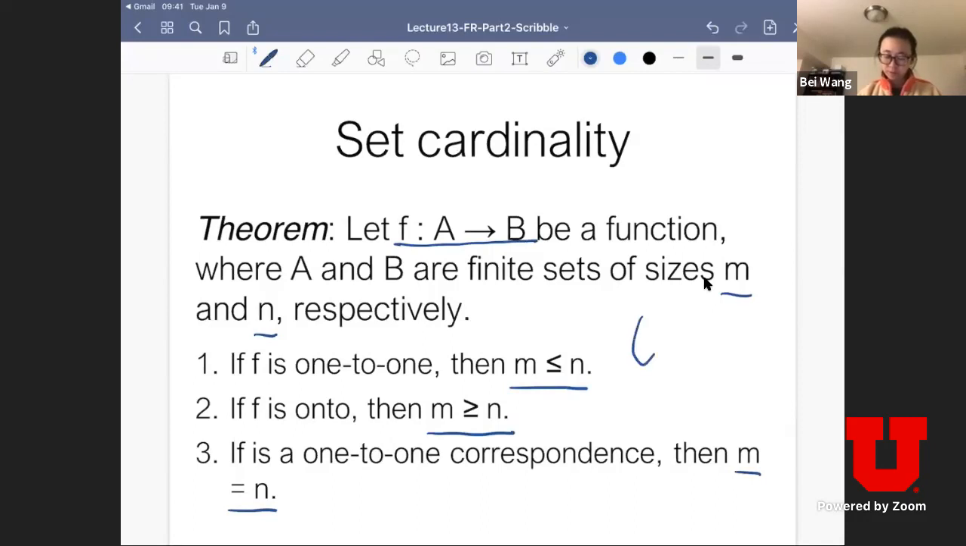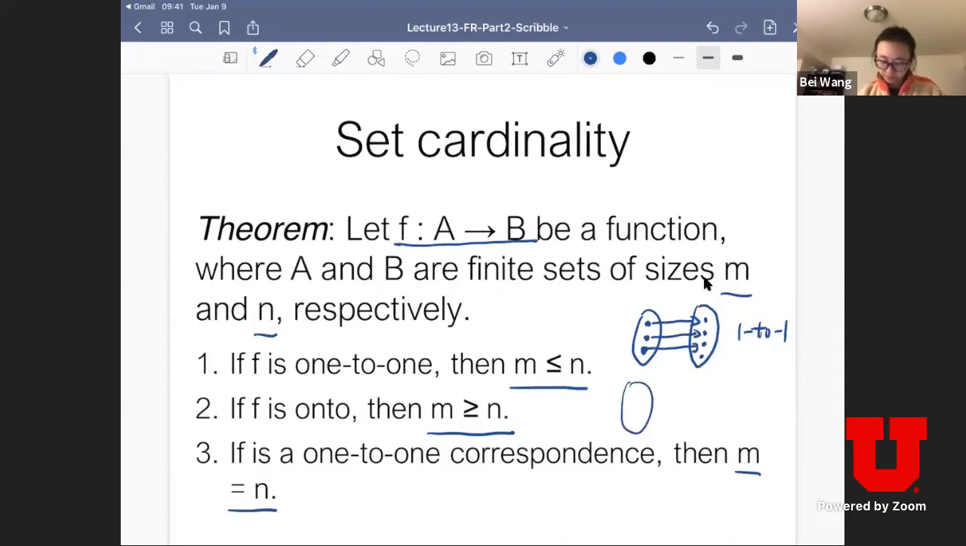So of course, what is a mental picture? This is a picture of a function that is one-to-one. You know, on the left-hand side there are 3 elements, on the right-hand side there are 4, because one of the elements on the right-hand side is not mapped to anything. There's nothing mapped to it.